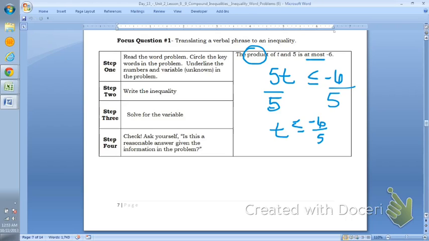Right? And then you could ask yourself, is that a reasonable answer? Well, that's kind of funny to say. The product of t is -6/5. Well, we could check it. -6/5. That's our t value. Times 5. Is that less than or equal to -6? Well, the 5's cancel out. Is -6 less than or equal to -6? It's equal to, so yes, that's true. We checked it. That's not usually how you're going to check your story problems. Let's look at another example and I'll show you how you can check easier.